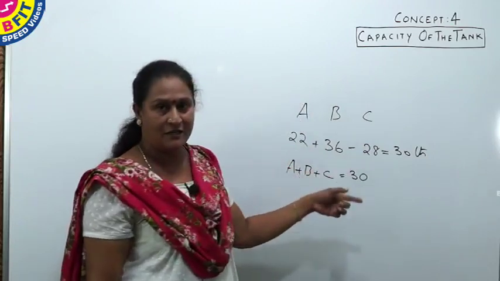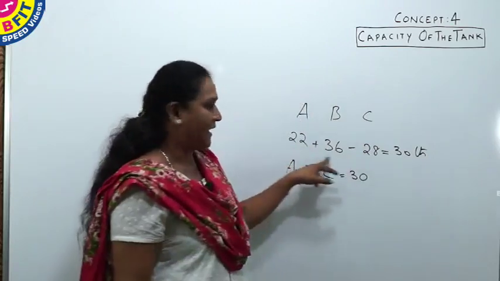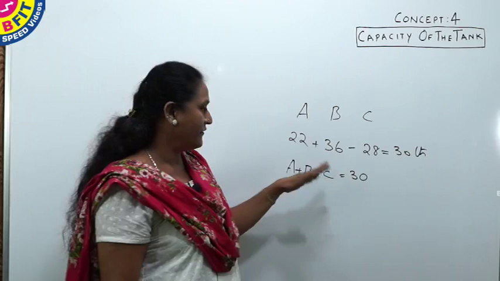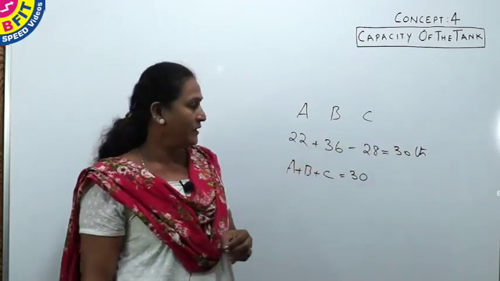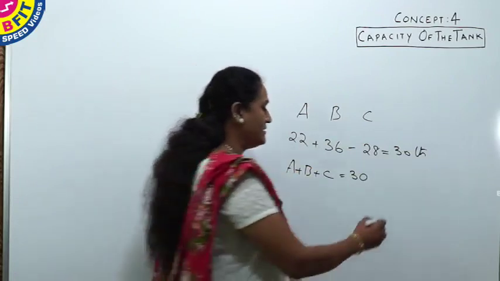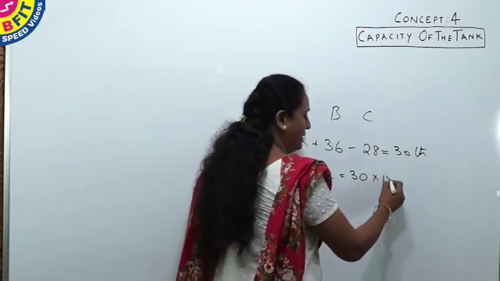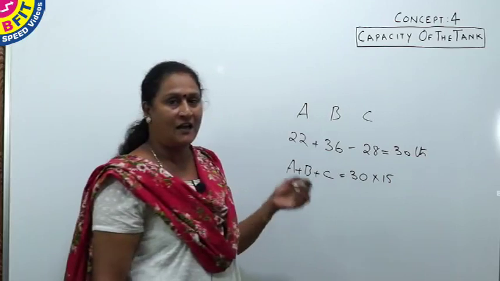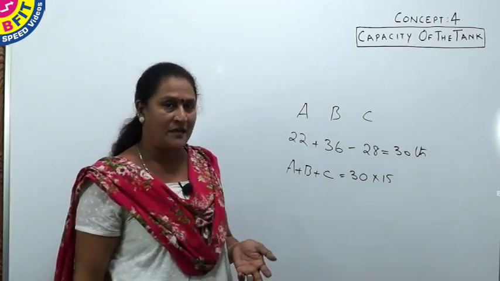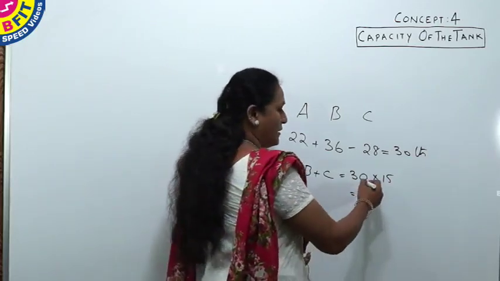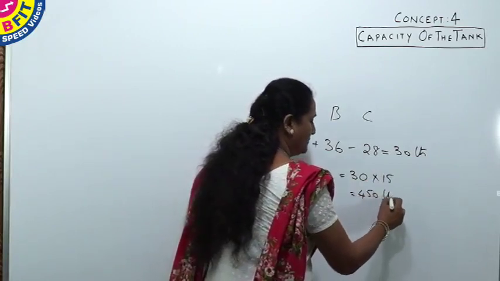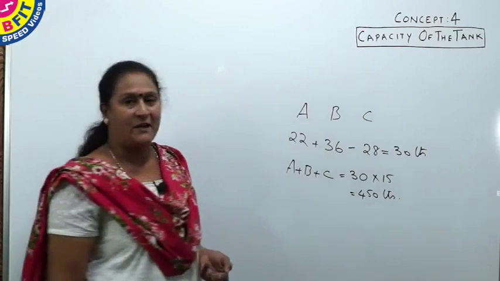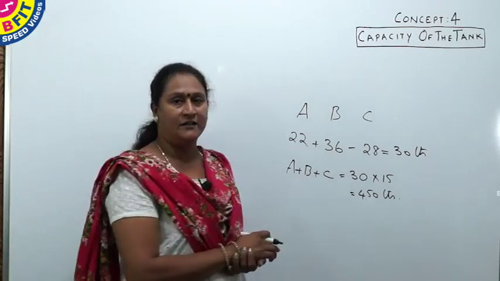So 30 liters per hour. After adding and subtracting, as work is given, just add and subtract. You get the effective water poured by all the 3 pipes into the tank. So 30 liters. And in how many hours do they fill? They can fill the tank in 15 hours. So what will be the capacity of the tank? Number of liters into hours, it is 450 liters. The capacity of the tank is 450 liters.